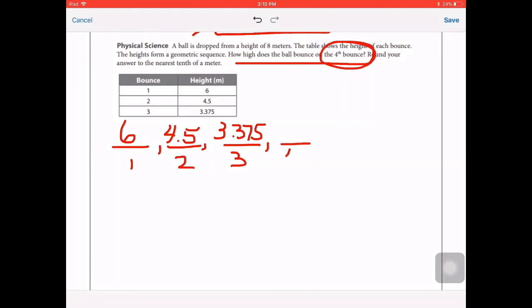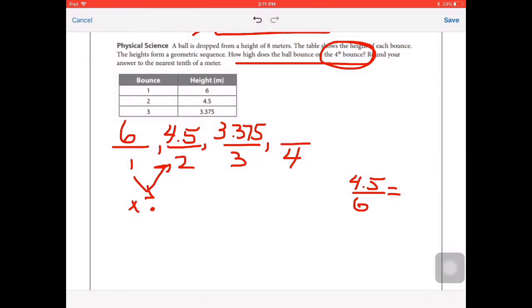So we need to simply continue out 1 more in our number series to find the 4th bounce. Well, first we have to find out the common ratio. What did we multiply 6 by to get 4.5? Well, since the numbers are going down, that means I'm multiplying by something that is less than 1. So let's take our little formula and do the 2nd number, 4.5, divided by the 1st number, 6.